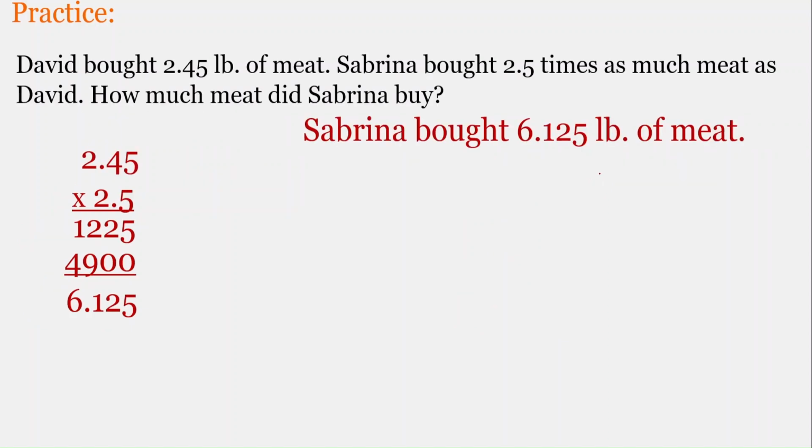And then finally, David bought 2.45 pounds of meat, and Sabrina bought 2.5 times as much meat as David. How much meat did Sabrina buy? So Sabrina bought 2.5 times as much meat as David. So to visualize this, what we have is 2.45 plus 2.45. So that's 2 times as much meat as David. And then we would add 2.45 times 1/2. So 1/2 of 2.45. That's the math we're doing.